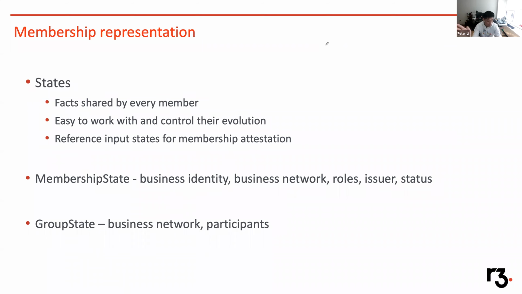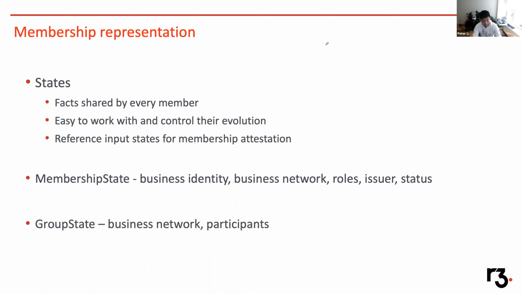So with all that said, the Corda business network extension, or you can call it the membership attestation, is recorded by two Corda states. One is called the membership state. It takes the parameters of business identity, business network, your specific role, who issued you the membership, and then your membership status. The status can be pending, activated, or suspended.